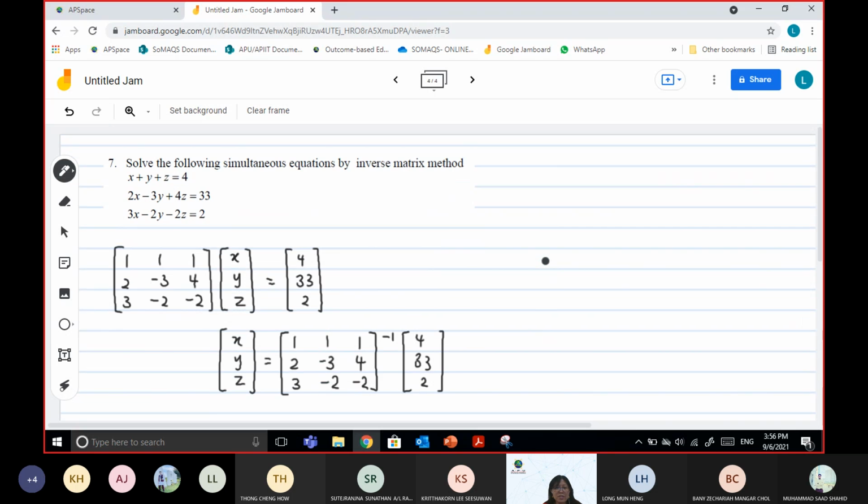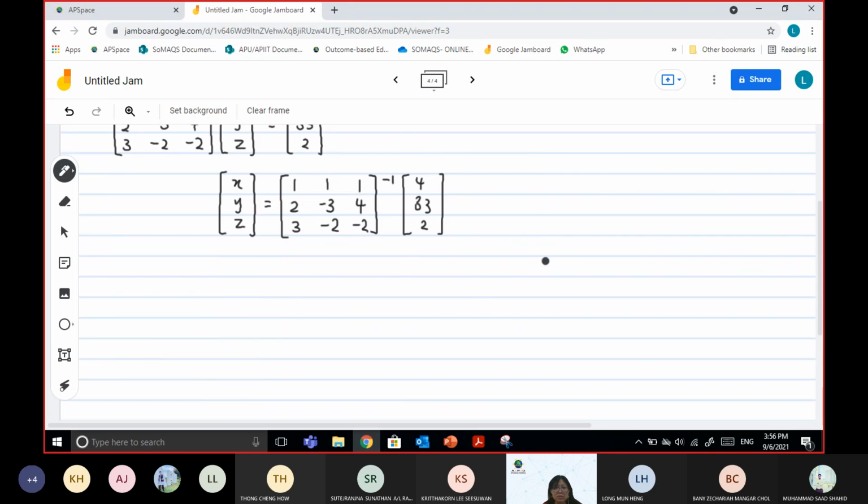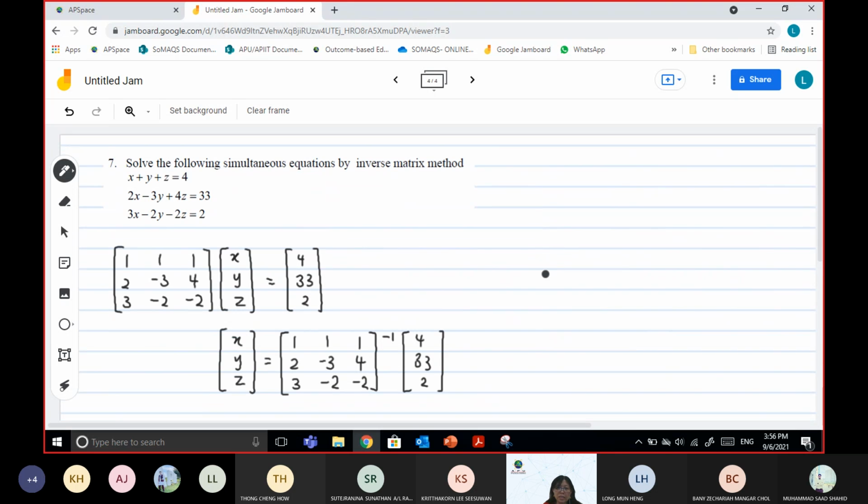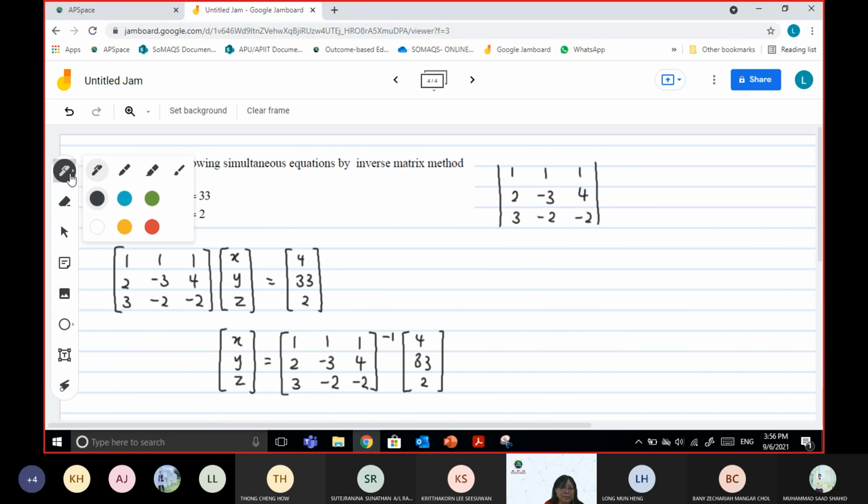First we need the determinant, right? Let's start with the determinant of the matrix. So I put 2 straight lines. Remember, 2 straight lines for determinant. Now let's find the determinant.